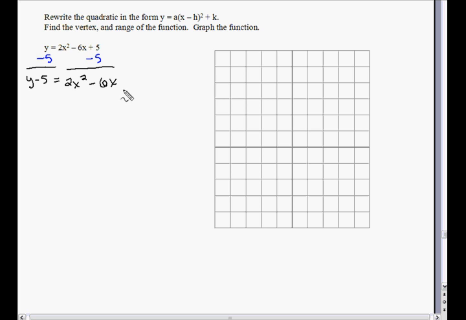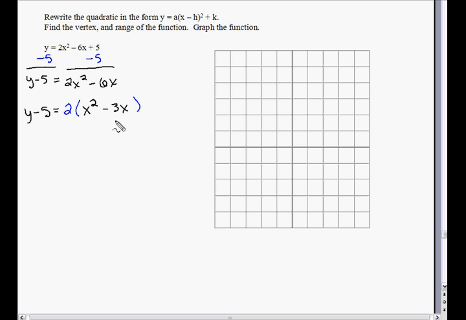So we have y minus 5 is equal to 2x squared minus 6x. Our next step is to try and get this leading coefficient out in front of the parentheses. So we factor out the 2. We don't factor out what's common, we just factor out the leading coefficient. So we have y minus 5 is equal to 2 times x squared. And if I factor 2 out of my 6, that leaves me with a negative 3x.